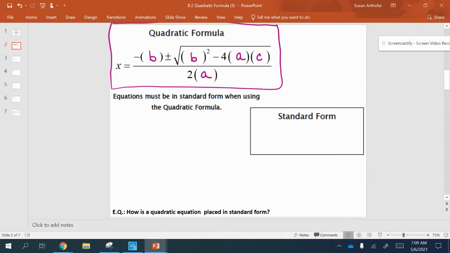And then in the other box, equations must be in standard form when using the quadratic formula. That means the number for A is always in front of x squared. The number for B is always in front of the x. The number for C does not have an x, and your equation must equal 0. So everything on the left side and then equals 0. Hit pause if you need a minute to fill this in.